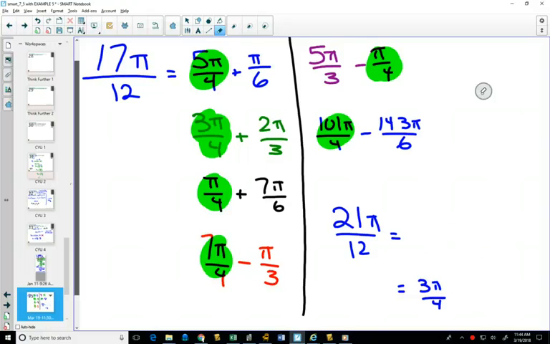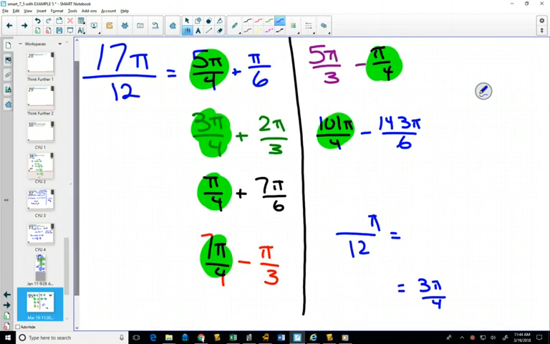My problem with 21 pi over 12 is it's not part of the pi over 12 family. Why? I can divide both of these by 3. Let's pick 23 pi over 12. That doesn't simplify. So your pi over 12 will always be a fraction that doesn't simplify, and it will always be an odd number. I just happened to pick an odd number that was divisible by 3, and it did simplify.